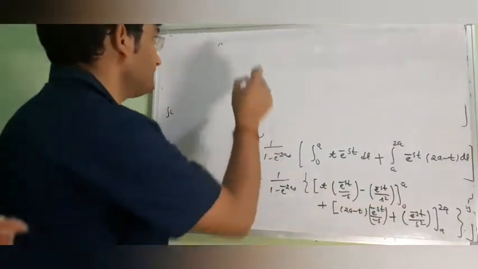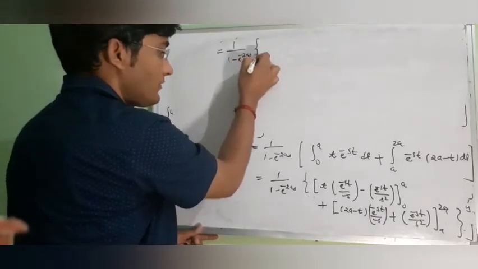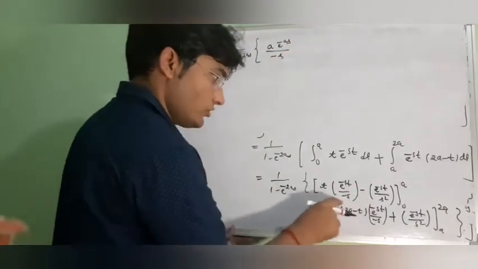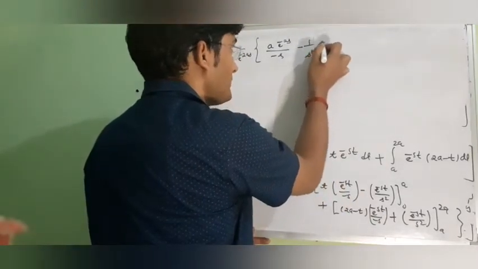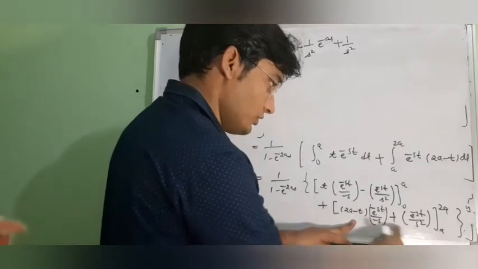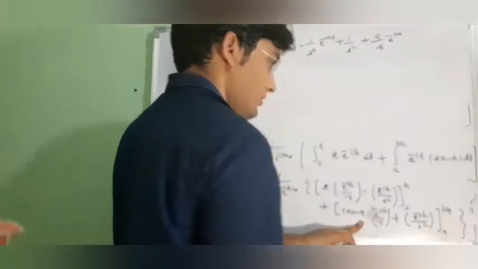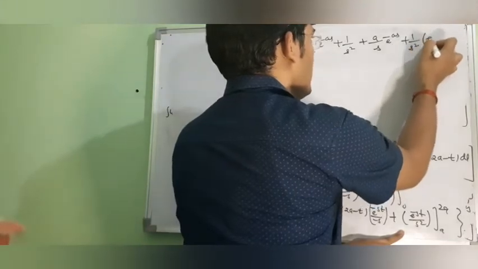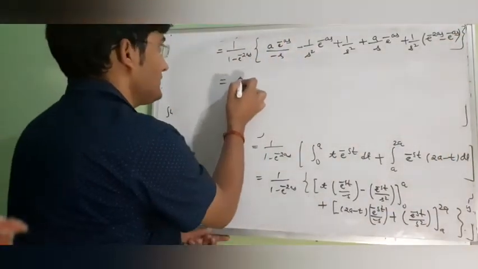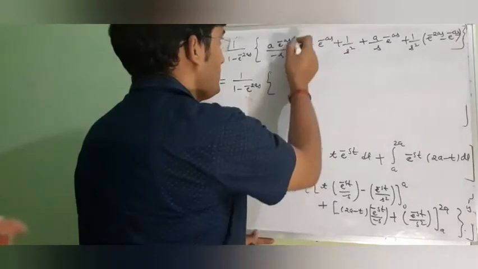So its upper limit will be a times e to the power minus as upon minus s. Its lower limit will be 0. Its upper limit will be minus 1 upon s square e to the power minus as. Its lower limit will be 1 upon s square. Here the upper limit will be 0 and the lower limit will be, if t equal to a, then this will be your minus minus plus. So a upon s e to the power minus as. Here the upper limit will be e to the power minus 2as, and then the lower limit will be e to the power minus as. So this is equal to 1 minus 2 e to the power minus 2as. Now this term is cancelled with this one.